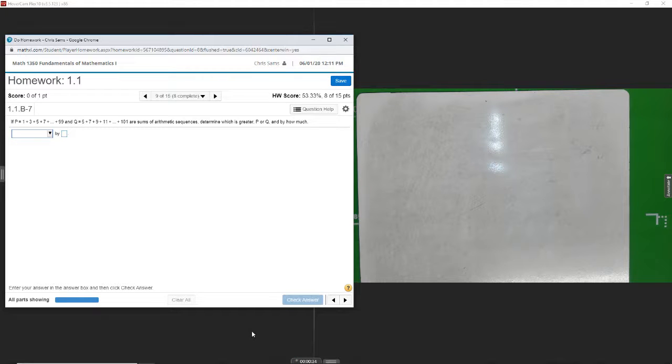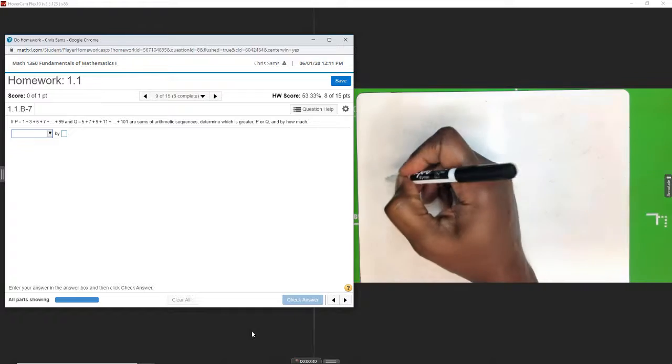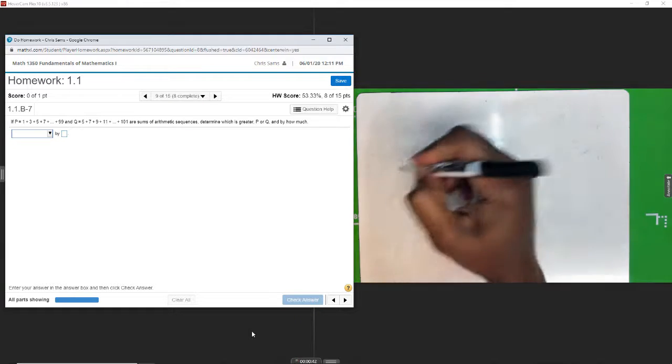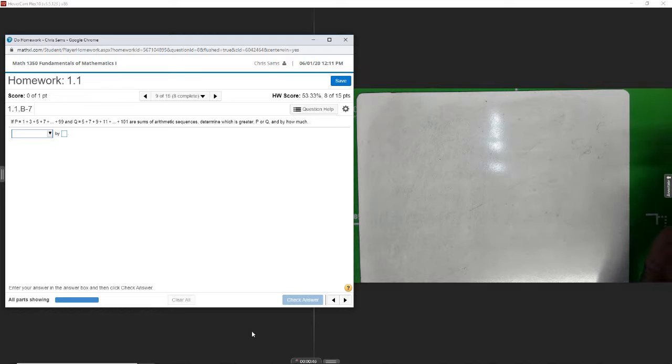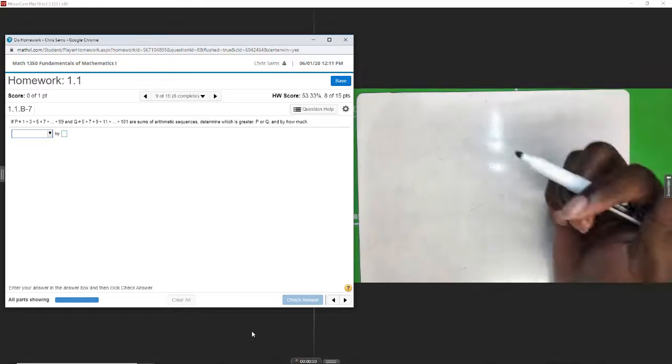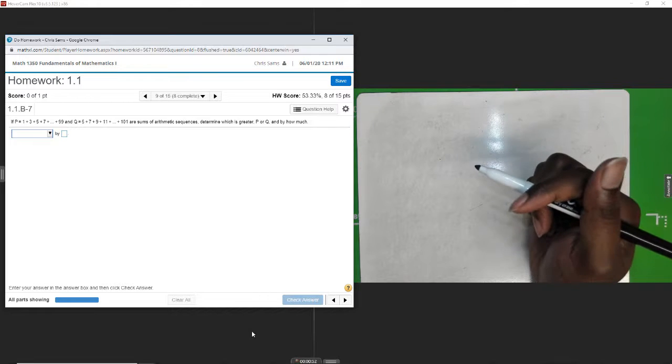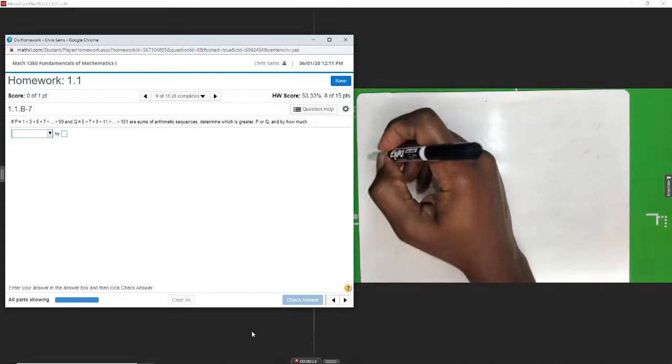Okay, so all we're going to do is find out the sum of these two sequences. So I'm going to count the number of terms. Since they don't start with 1 and go in order, there's a couple things we can do. I'm going to do both those methods. However, I like the formula method.